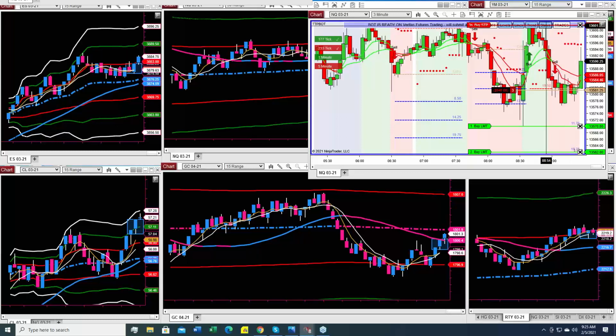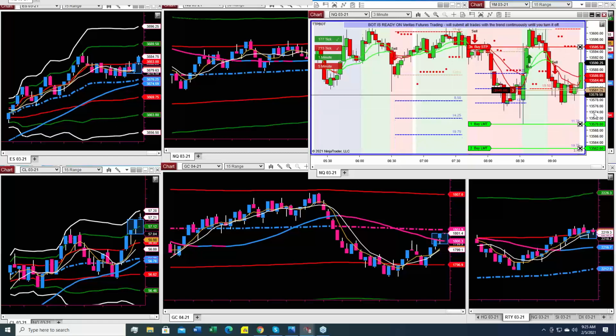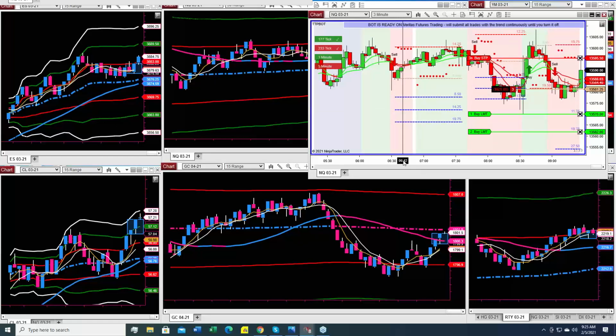I'm going to move this stop down to the trailing stop. If it takes me out, it takes me out, and drops, so be it. Again, I don't like being in trades on the open.